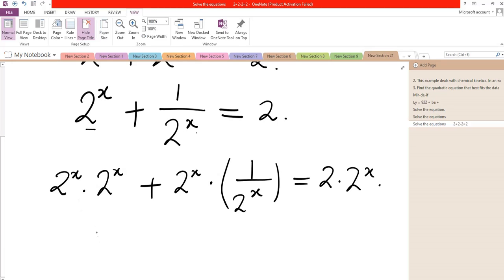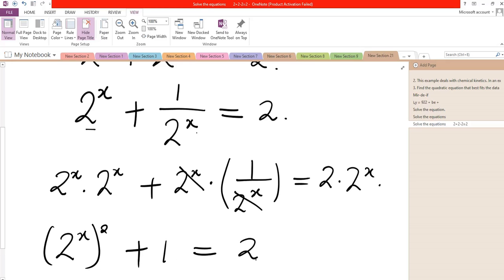Now the first term, you have 2 raised to power x all square, plus this 2 raised to power x will cancel, you have 1 here, equal to 2 times 2 raised to power x.